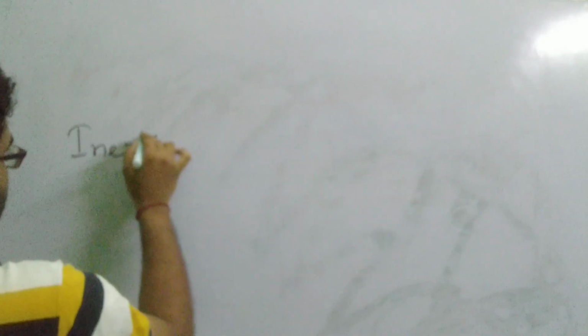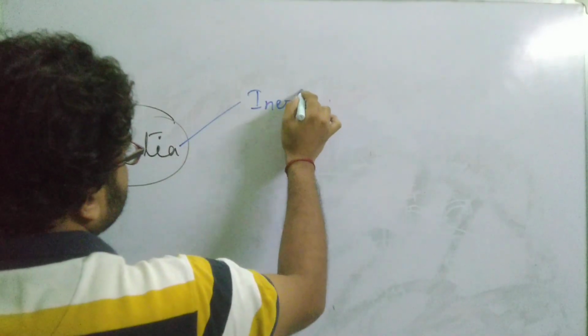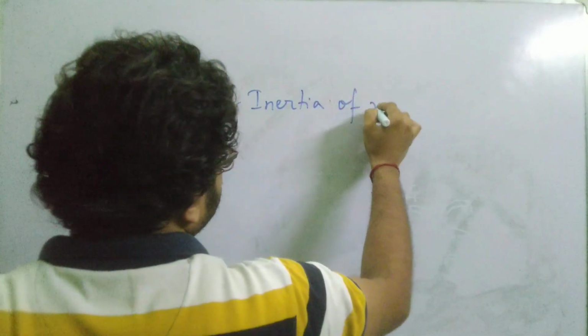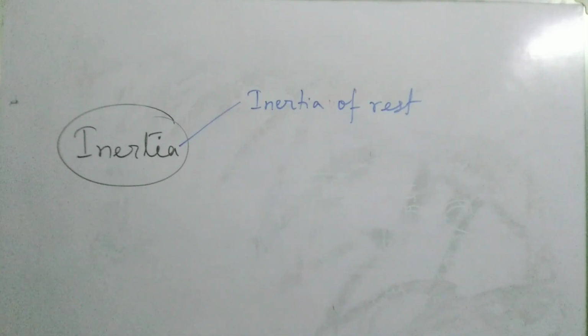Basically, inertia can be of three types. What are the three types? First, inertia of rest. What is inertia of rest? This is the property of a body by virtue of which a body tries to remain in its state of rest as long as possible until and unless an external force is applied on it. So this is inertia of rest.